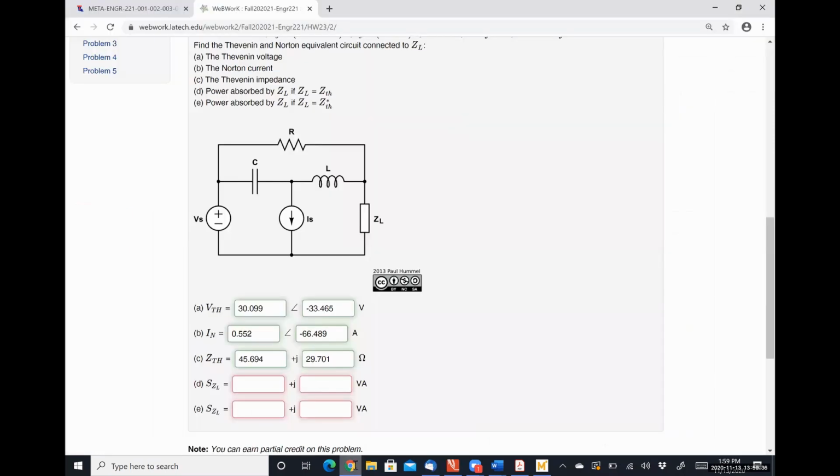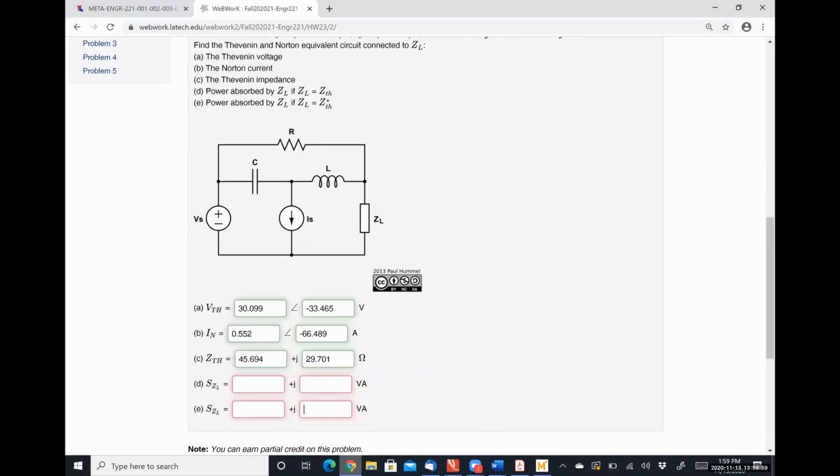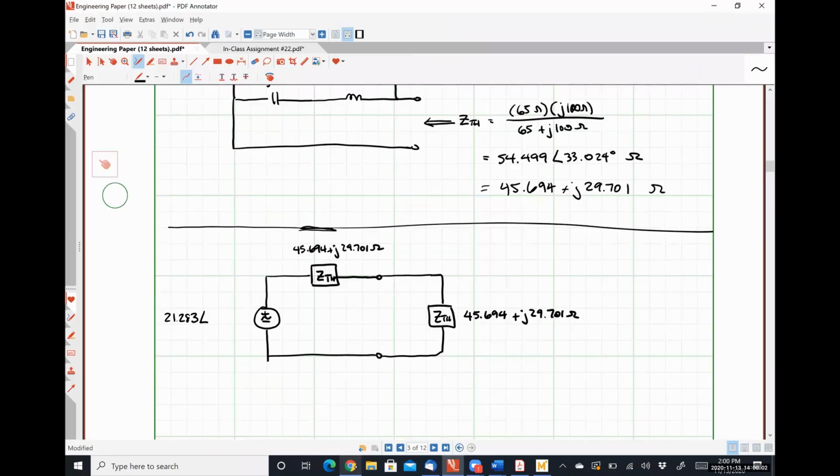So our Thevenin voltage was 30.099. So I'm just going to take that and divide it by the square root of 2. 30.099 divided by root 2 gives me a voltage of 21.283, and it's going to have the exact same phase angle, negative 33.465. And now we have units of volts RMS.